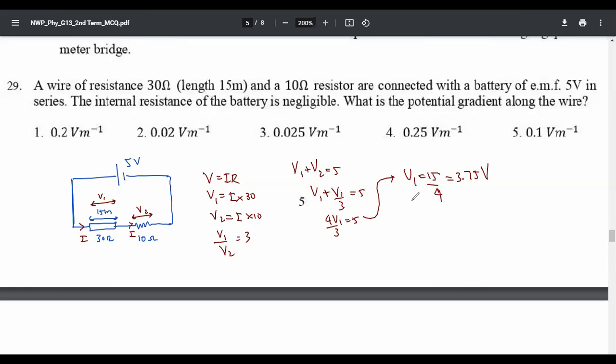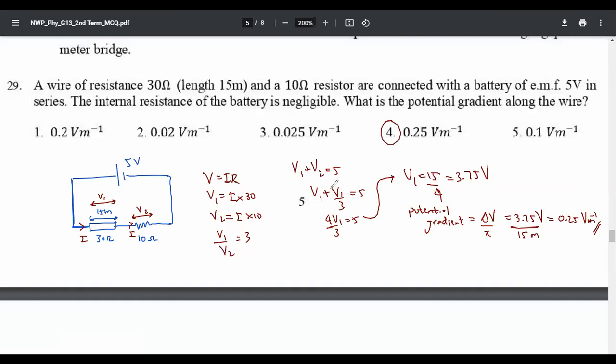They are asking for the potential gradient. What is the meaning of potential gradient? Potential gradient is the change in potential, the potential difference, divided by distance. That is how gradient is found. A difference of something must be divided by distance. So the difference is 3.75 volt, and the distance is 15 meters. And the answer? I think it's 0.25 volt per meter. I'm getting 0.25, people, because it's a quarter.